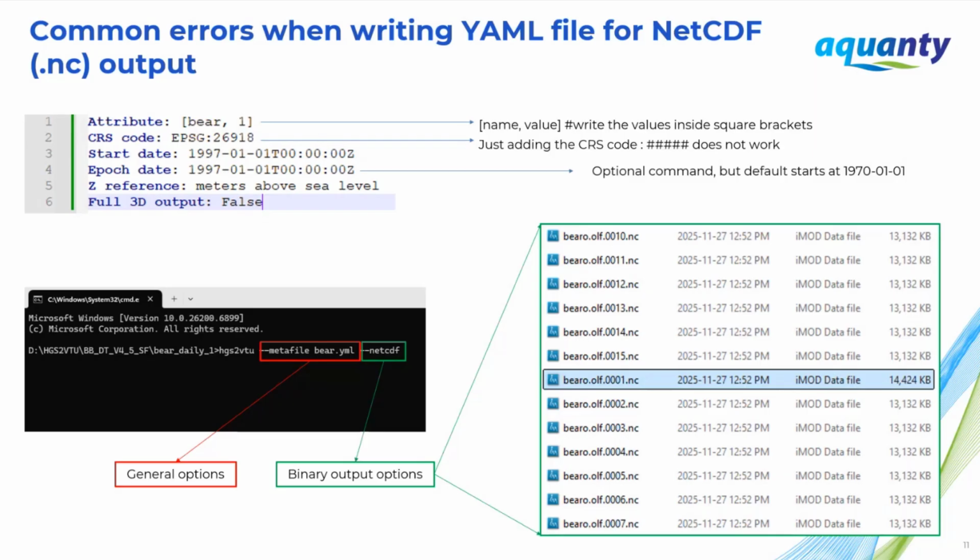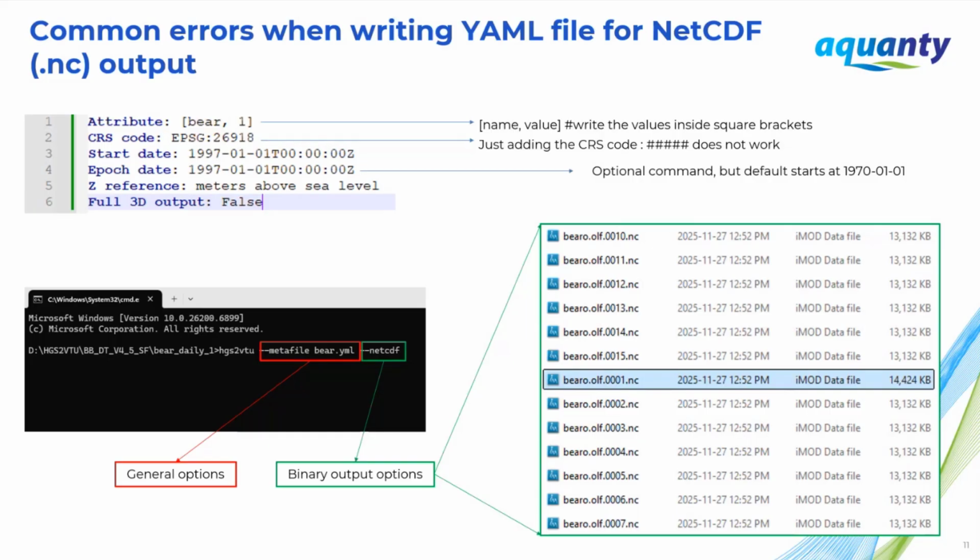And when it comes to the CRS codes, which is pretty important, which is required to set the spatial coordinates, we need to adhere to the right EPSG formatting, which is accepted by Proj. Just writing EPSG and a number like 26914, for example, which is in Manitoba, does not work that way. We have to follow the exact Proj syntax, which you can find online. It's pretty easy. And the epoch date, the start date as you mentioned in the simulation, is an optional command, but it defaults to 1970 January 1st if you do not mention it.